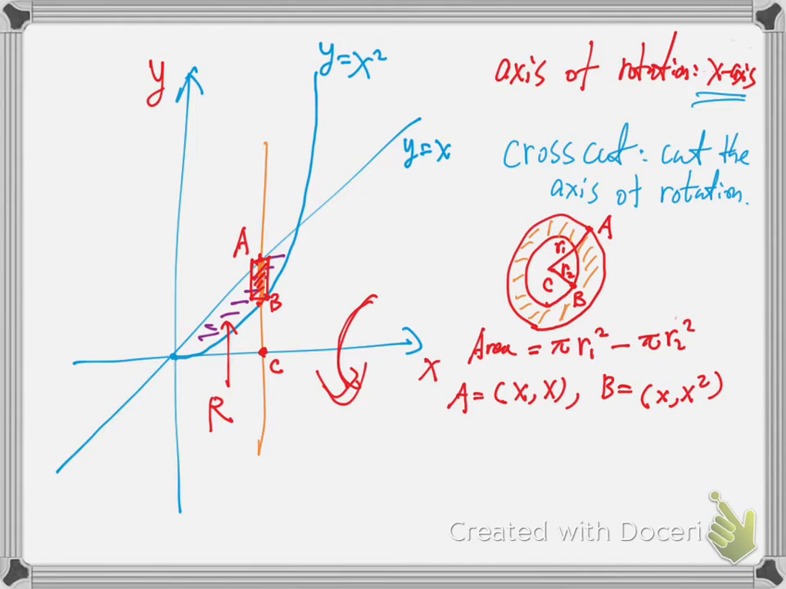We don't need to repeat that. Then what is R1? What is R2? R1 is B to C, so R1 is the y coordinate of B. Sorry, R2 will be x squared, and R1 will be x. R1 is A to C, R2 is B to C. Okay, B to C.